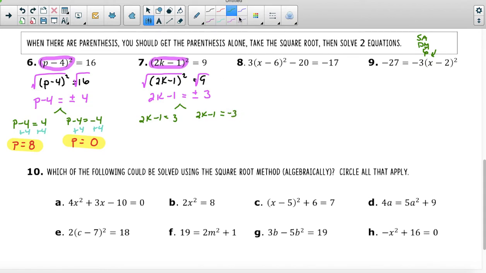So now we go about solving this. Let's solve this first equation over here. We're going to add 1 to both sides. So we have 2k is equal to a positive 4. And then we're going to divide by 2. So we'll have k is equal to a positive 2. 4 divided by 2 is 2. We're going to do the same thing on this side. We're going to add 1 to both sides. We're going to have 2k is equal to negative 3 plus 1 is negative 2. We're going to divide by 2 to get k alone. So k is equal to negative 1. So our two solutions are k equals 2 and k equals negative 1.